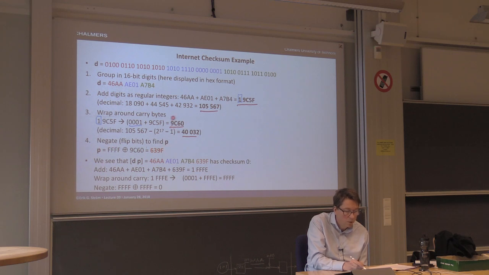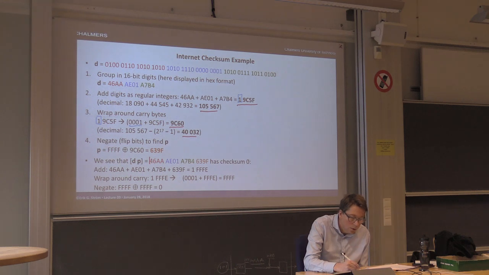So this result, 9C60, we take the modulo 2 sum with FFFF, and you can trust me that this is the result. It's just flipping the bits in that bit pattern. And then D, and we append P, would then be the information bits. These are the information bits, and here we have the parity bits.